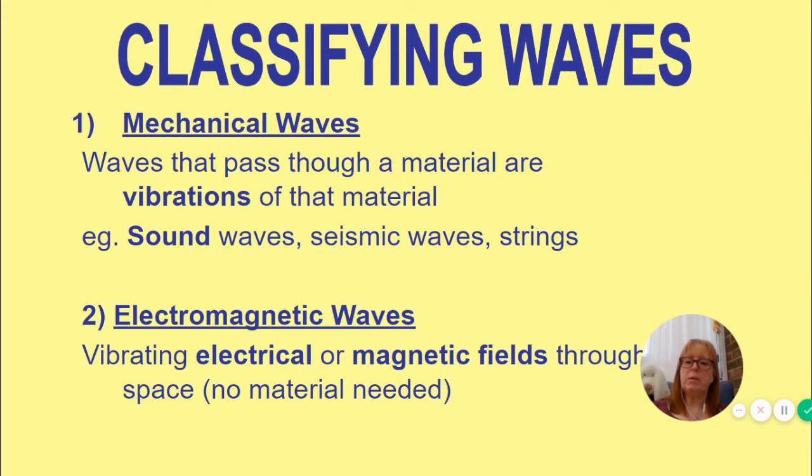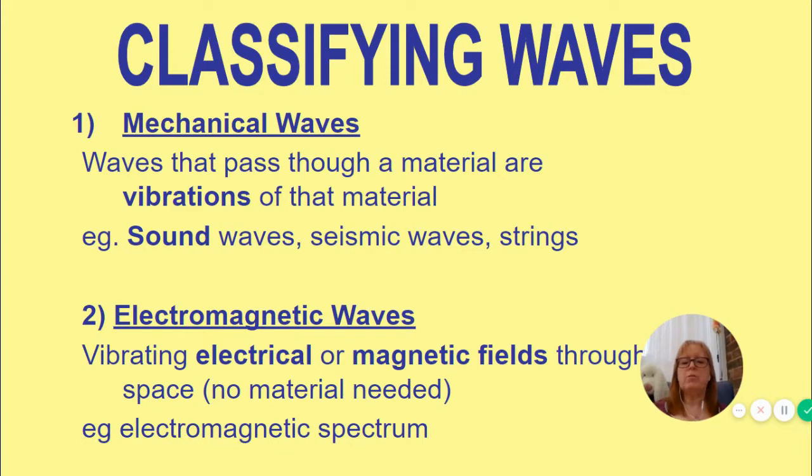So an electromagnetic wave, light, passes through space. A mechanical wave, like sound, has to vibrate something in order to travel. That's why you don't hear the sound of the sun. That's clever, isn't it? Right, okay, so these are our two basic types.